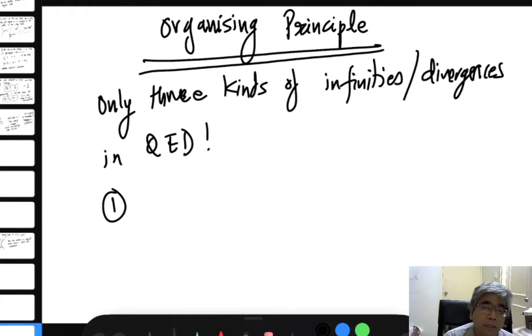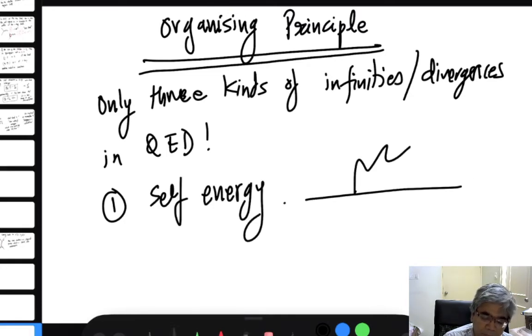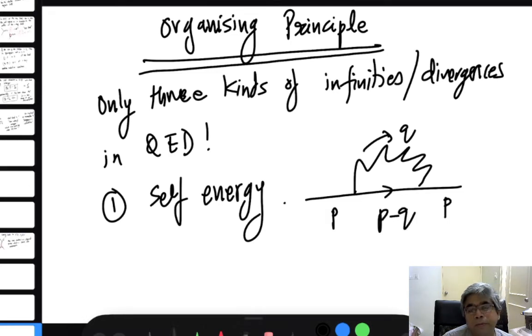So what do you call the three organizing ranges? So one is called self energy, which is just this diagram where there is an electron line and then there's a photon correction. P, okay, this will be Q. Okay, this will be P minus Q and then P. Okay, that's it. P goes to P.